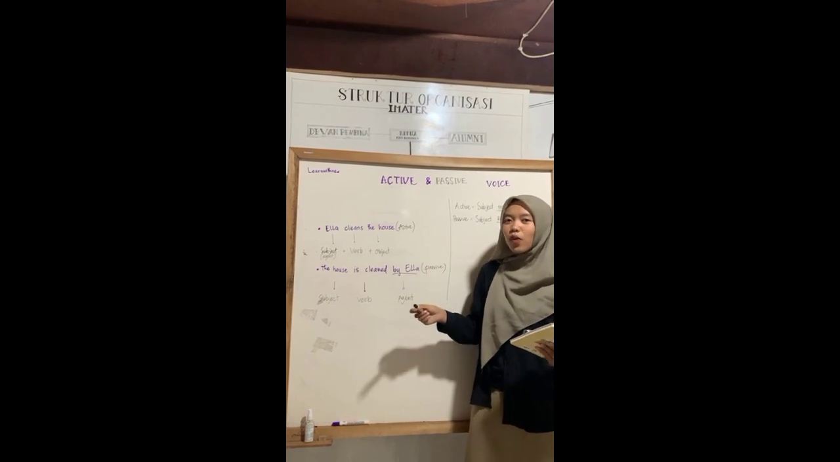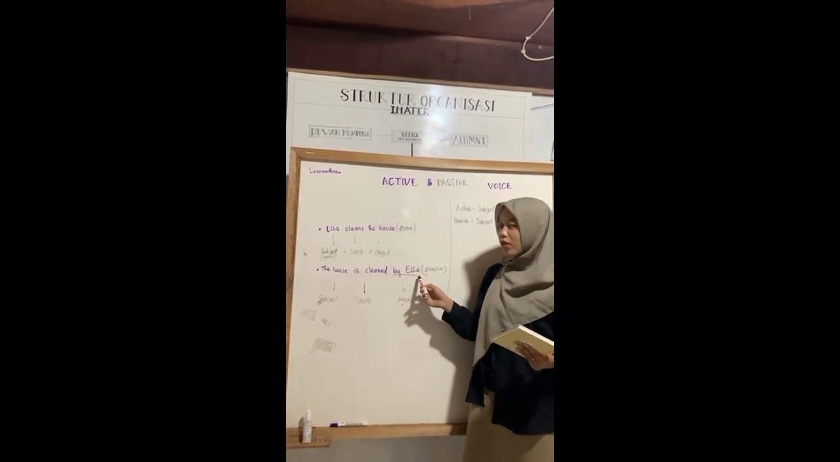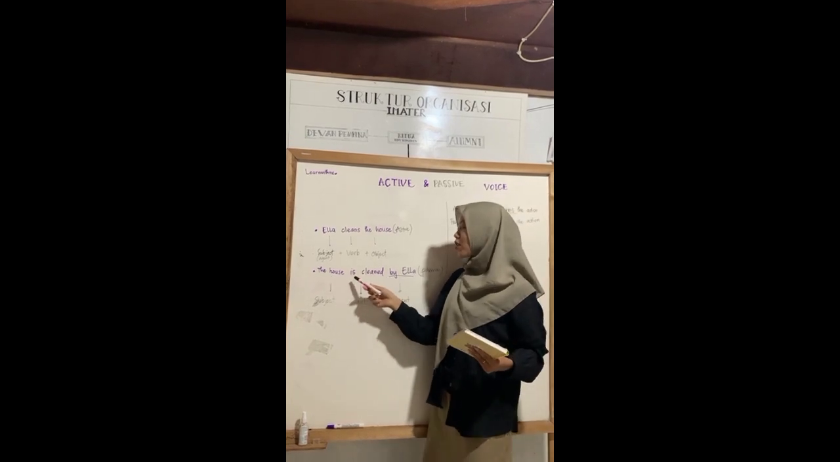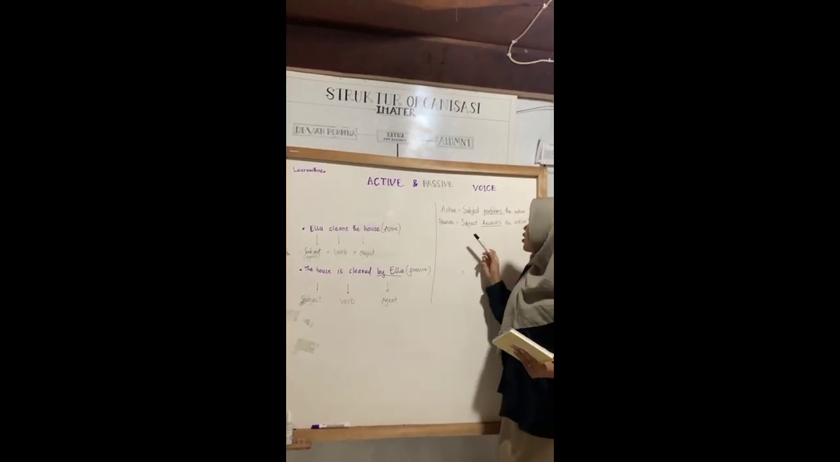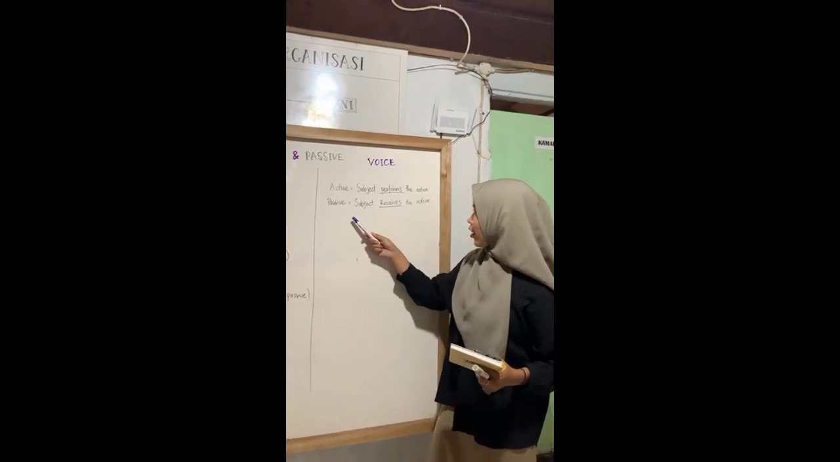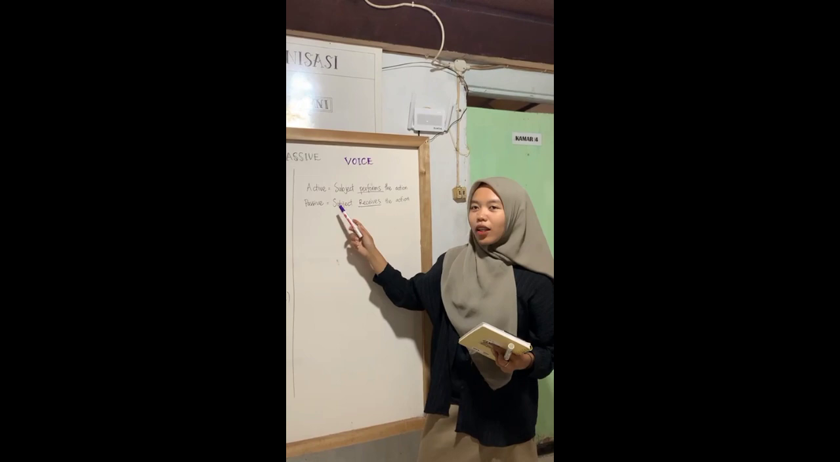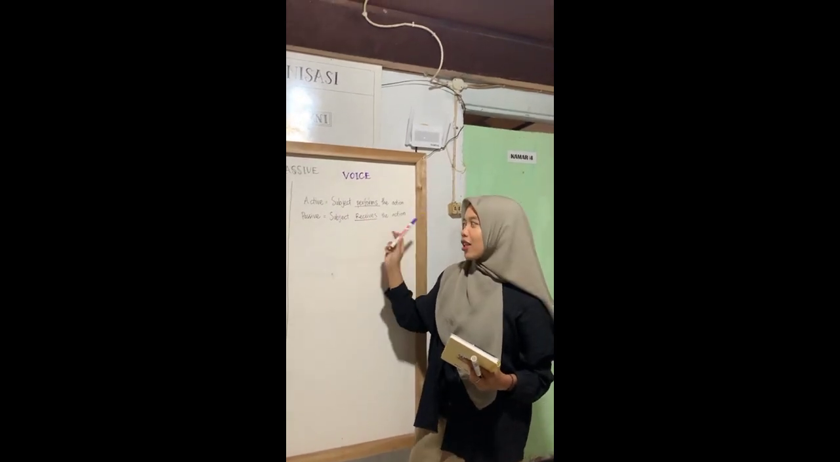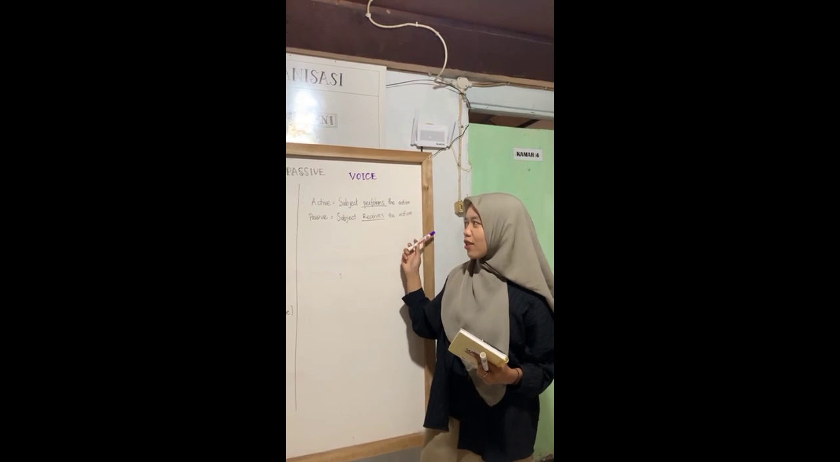And don't forget, we have to put the word by before the agent. So, the house is cleaned by Ella. This is the passive voice. This is the difference between the active and passive voice: in the active voice, the subject performs the action, and in the passive voice, the subject receives the action.